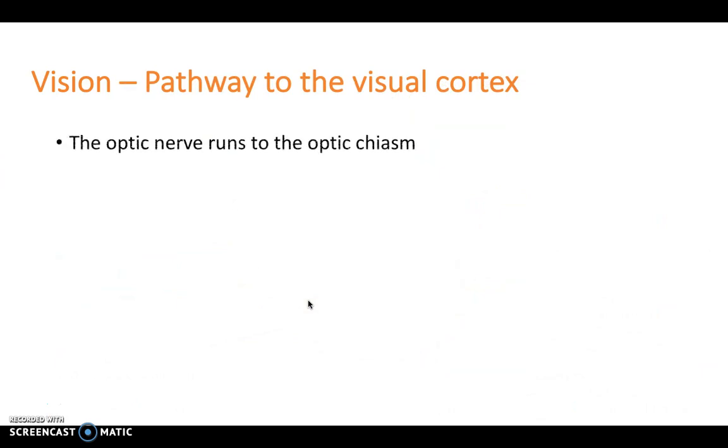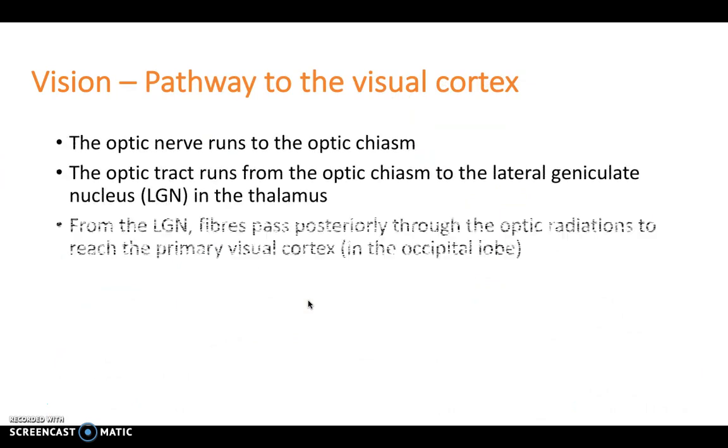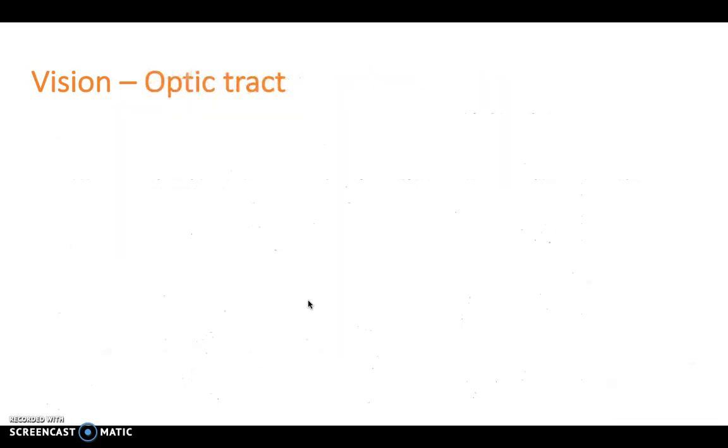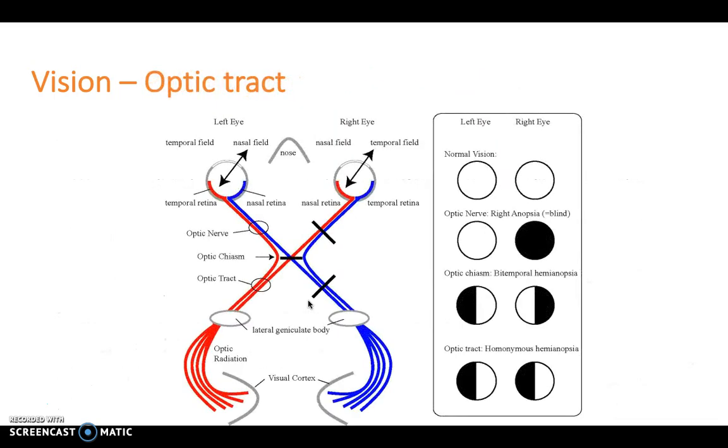So the pathway to the visual cortex, again, this is something you really do need to know about. So the optic nerve runs to the optic chiasm. The optic tract then runs from the optic chiasm to the lateral geniculate nucleus of the thalamus. And then from the lateral geniculate nucleus, fibers pass posteriorly to the visual cortex within the occipital lobe. So, putting that into a diagram, it all looks like this.